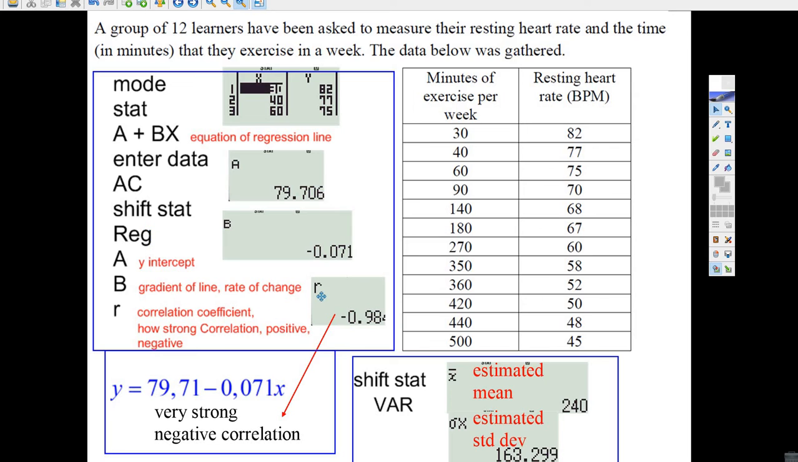And then you go back and hit R, and you'll get the correlation coefficient. That little R tells you how strong the correlation is. It's minus, so it's negative. And the closer it is to 1, the stronger it is. And this is super. 0.98 is really close to 1. And then if they did ask for an estimated mean or estimated standard deviation, then you'd go Shift Stat, hit variance, and you'll find those 2 buttons, press equals, and you get the estimated ones.